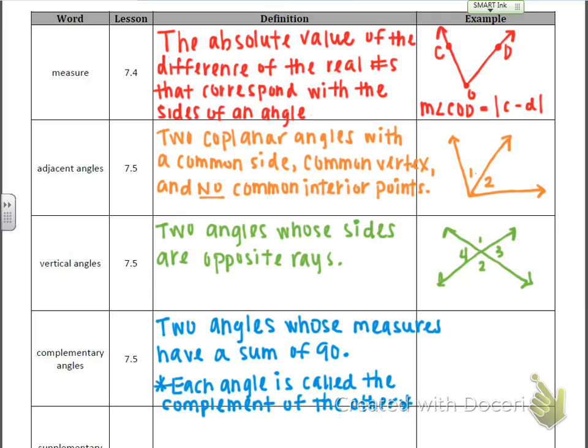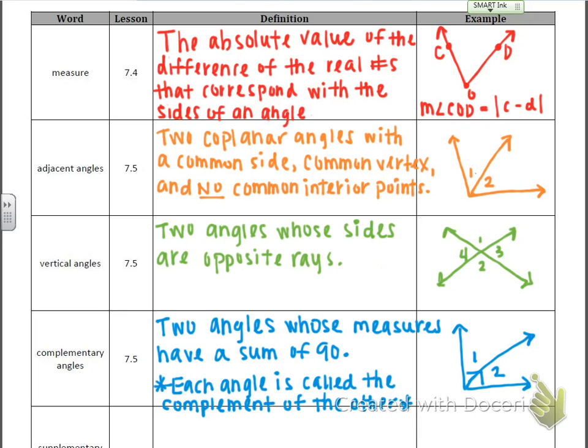Okay, so complementary angles are two angles that add up to 90 degrees. So if I have these two angles, and I have the little square that tells me it's 90 degrees, we would say angle 1 and angle 2 are complements.